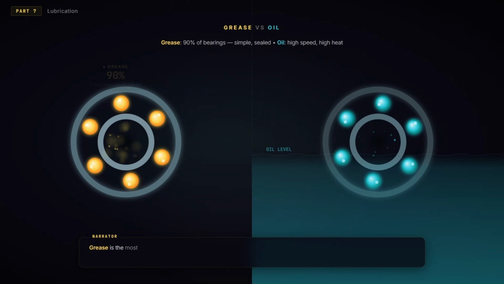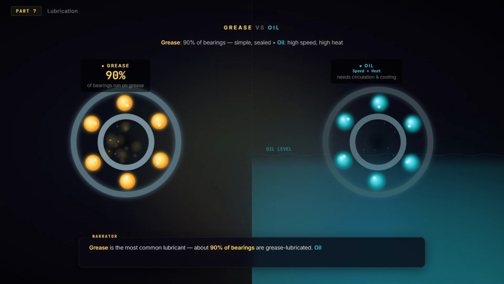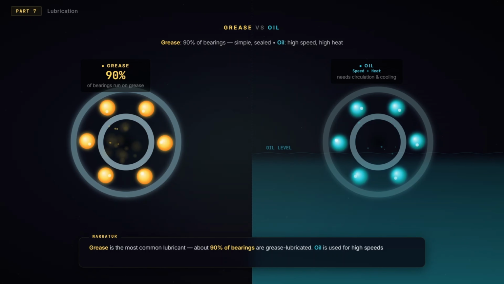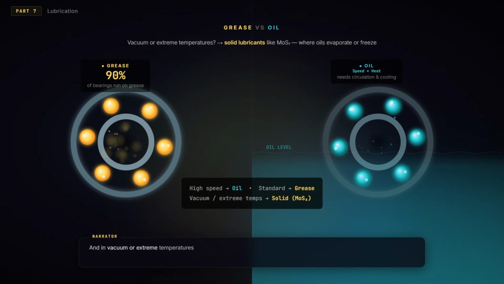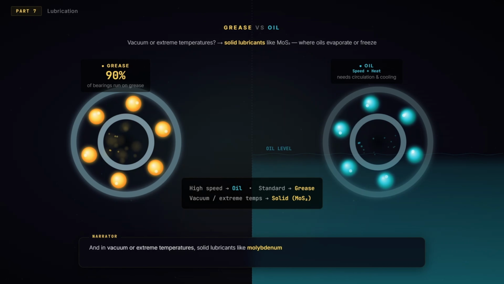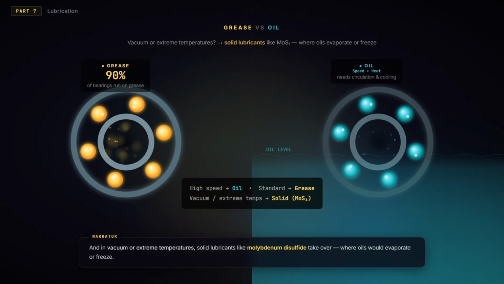Grease is the most common lubricant. About 90% of bearings are grease lubricated. Oil is used for high speeds or where heat dissipation is critical. And in vacuum or extreme temperatures, solid lubricants like molybdenum disulfide take over, where oils would evaporate or freeze.